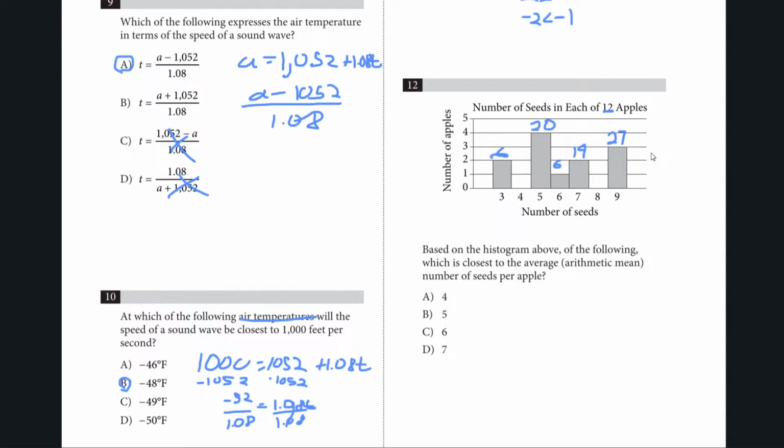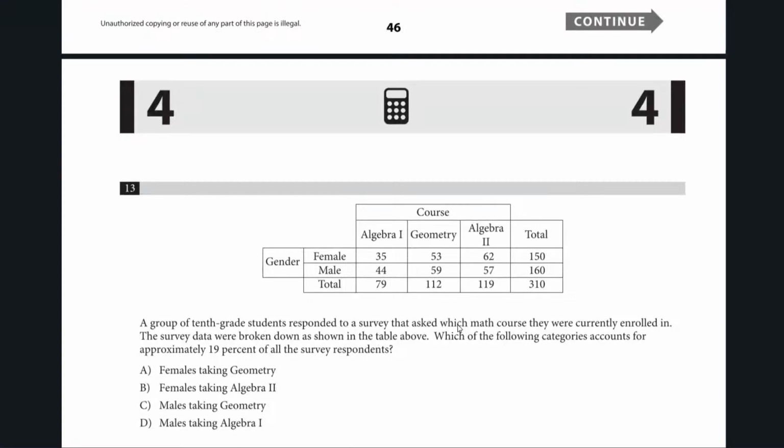5.25. Let me verify that with a calculator. 6 plus 20 plus 6 plus 14 plus 27. No, I did the math wrong. It was actually around 73. 73 divided by 12, the number of apples, we get 6, roughly. Always good to check your math.